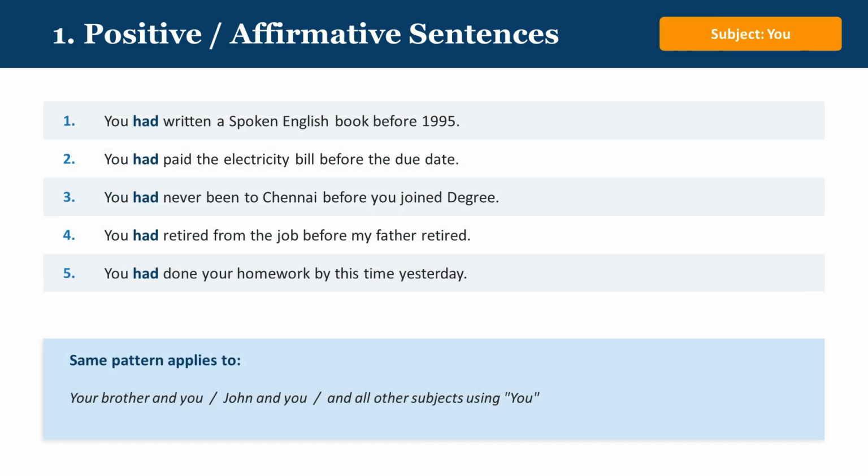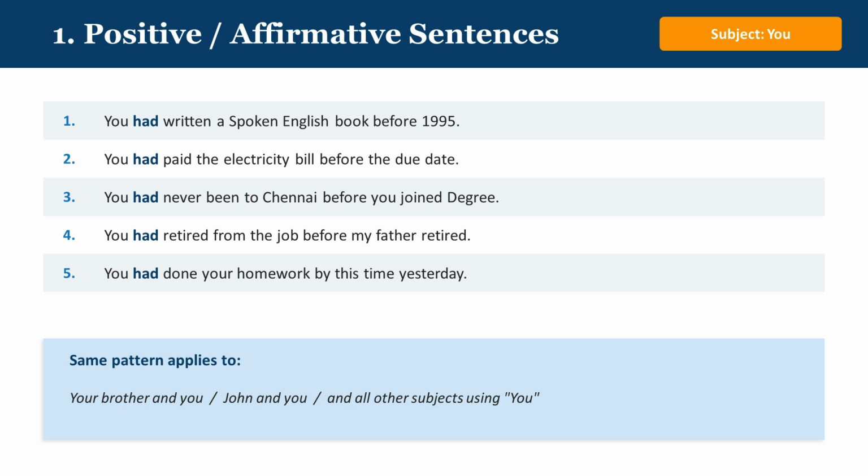Now let us practice the same structure with the subject you. Number 1. You had written a spoken English book before 1995. Number 2. You had paid the electricity bill before the due date. Number 3. You had never been to Chennai before you joined the degree. Number 4. You had retired from the job before my father retired. Number 5. You had done your homework by this time yesterday.